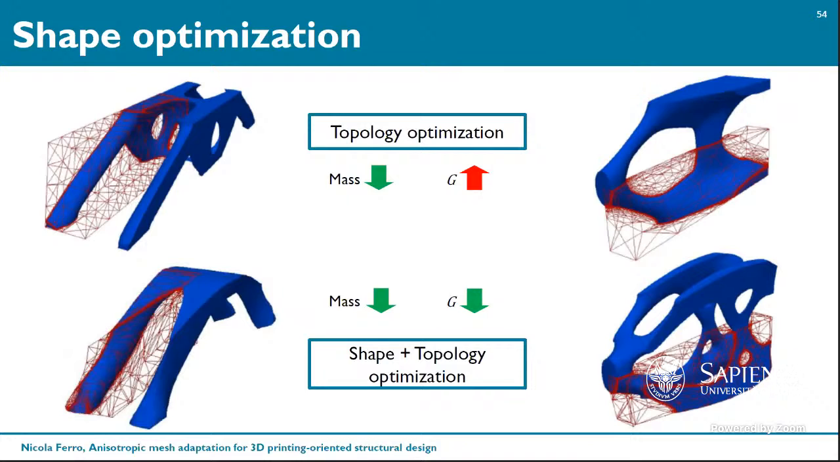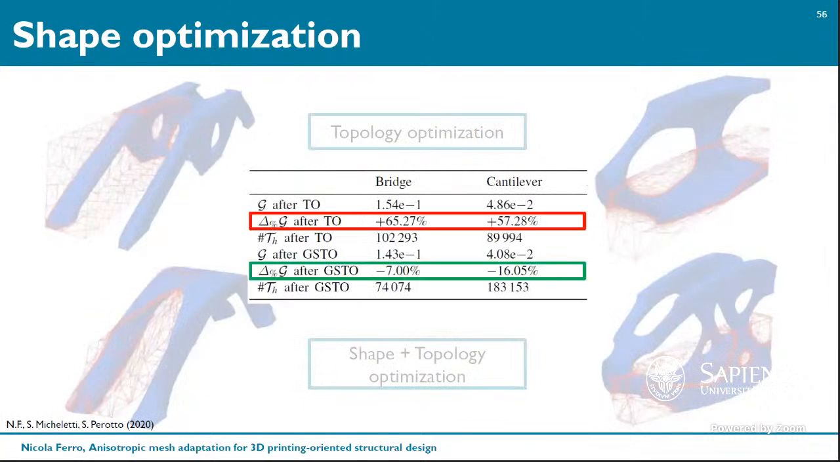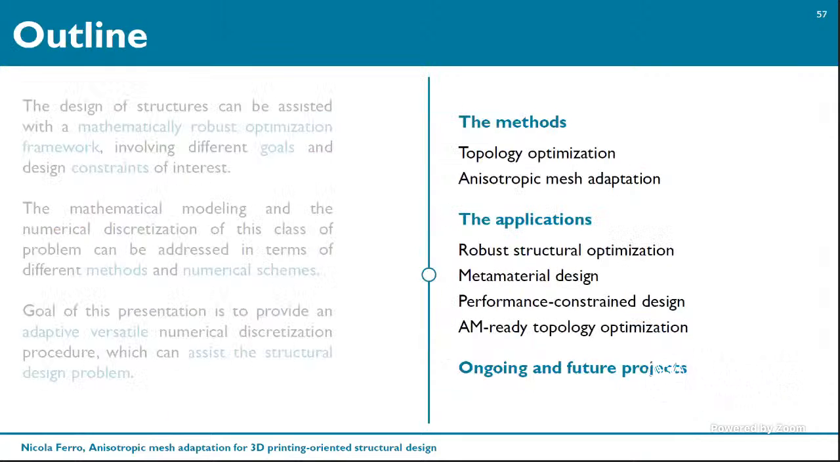And actually, in some configurations, this can happen, because we can see that if we apply only topology optimization, we have an increase of the compliance in the bridge and in the cantilever test case. But if we apply geometric shape optimization together with topology optimization, we have a reduction of the compliance with respect to the initial one. Because again, we employ the two techniques together in order to use the beneficial effects of each one. And again, here, shape optimization and topology optimization coupled with an isotropic mesh adaptation guarantees us a high quality description of the design structure.